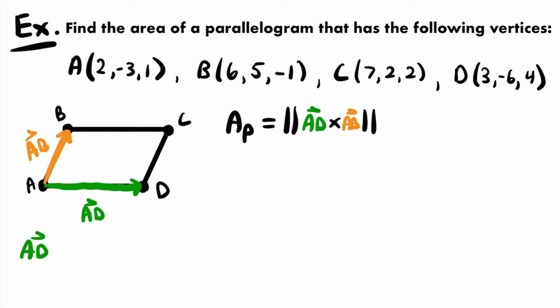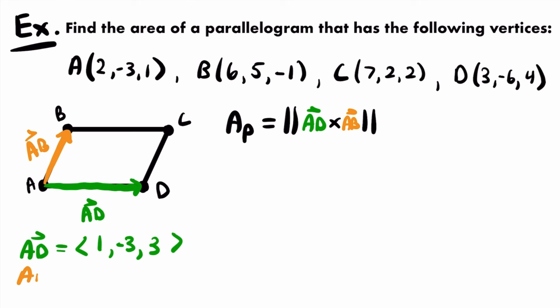Vector AD will be equal to the position vector where we subtract the coordinates of the initial point from the terminal point. So we're subtracting the coordinates of A from the coordinates of D. So we'll have 3 minus 2 for our x component, which will be 1. And then we have negative 6 minus negative 3. That will be negative 6 plus 3, which is negative 3. And then we have 4 minus 1, which is 3. Okay, so that is vector AD. We just subtracted the coordinates of A from the coordinates of D.